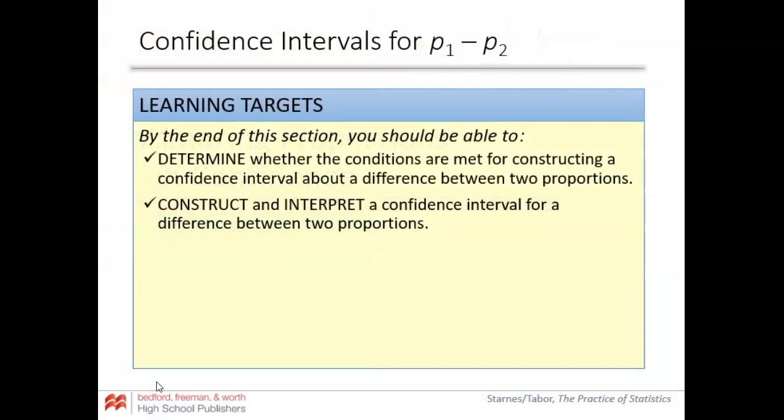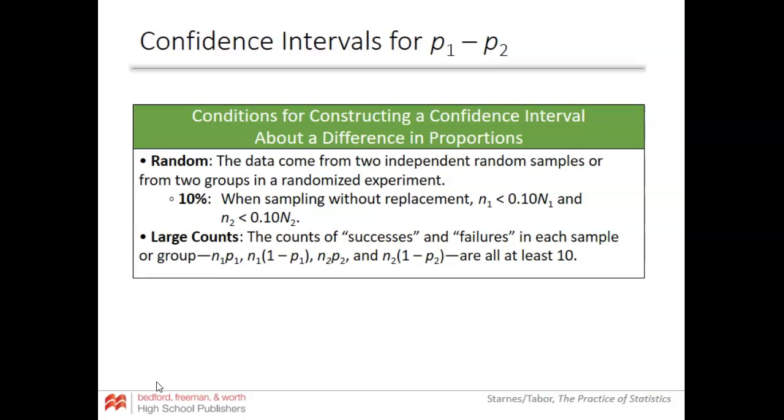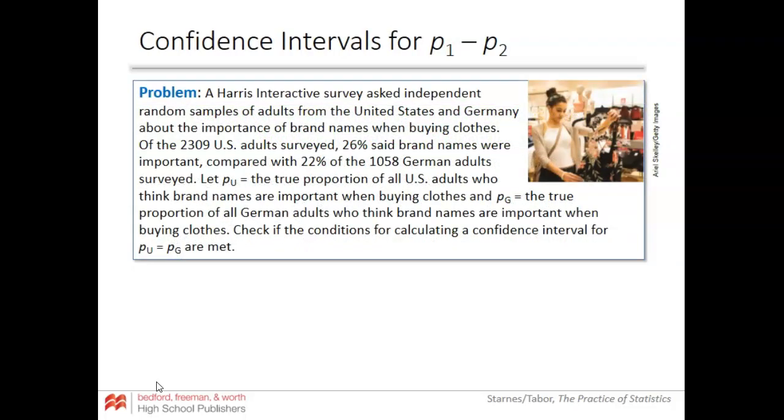So let's take a look at the conditions around when we are sampling without replacement. It's the same three conditions that we used with one proportion, right? It needs to be random, the 10% rule needs to be true, and the large counts need to be present as well. The only difference is that it needs to be true for both samples and both populations, so you have to check both of those. So let's look at this example here. You can take a moment and read through that, and I'll come back and we'll talk about it.